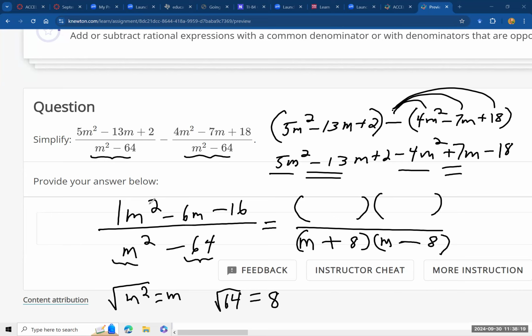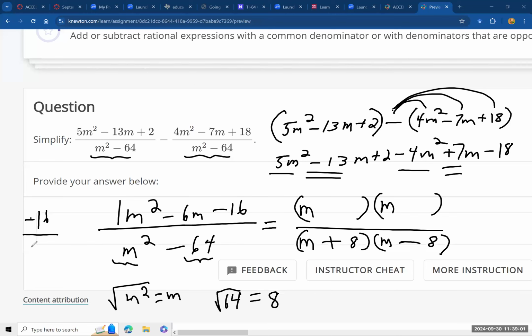Now over here, I have a 1m squared, so the first term is going to be, they're both going to be m's, because m times m is m squared. Now I have some thinking to do, because I have to get a minus 16. So I'm going to take the minus 16 and look for ways of factoring it.